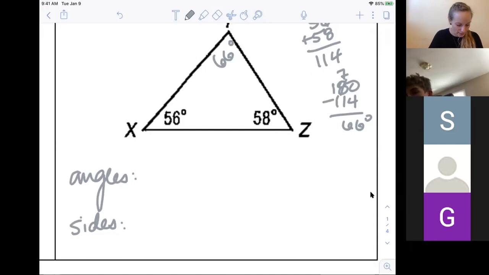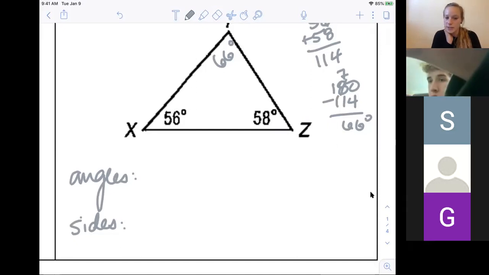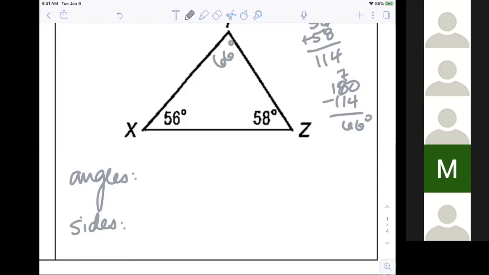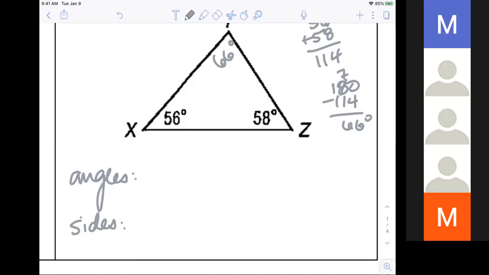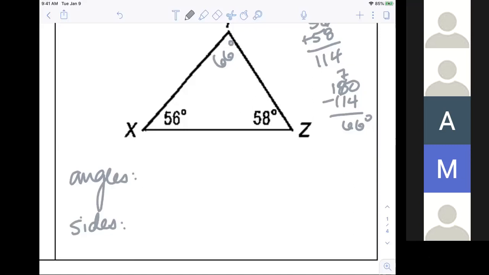Or I can call you out. Who wants to be called out? Let's see. I haven't talked to JJ for a while. JJ, can you list my angles in order? JJ, you there? Oh, I guess JJ's not here.